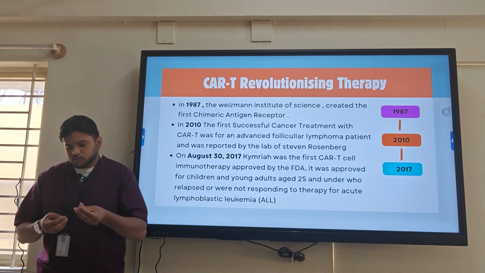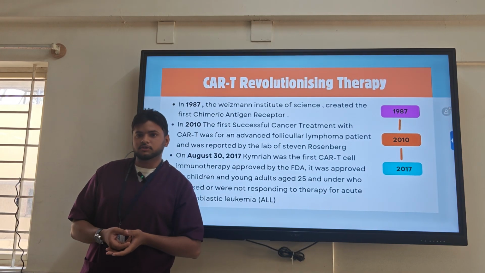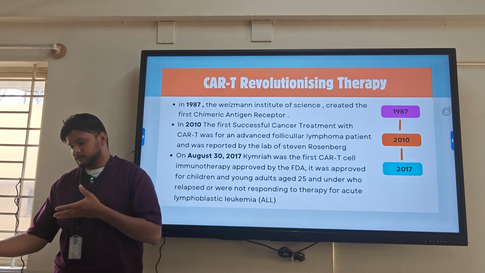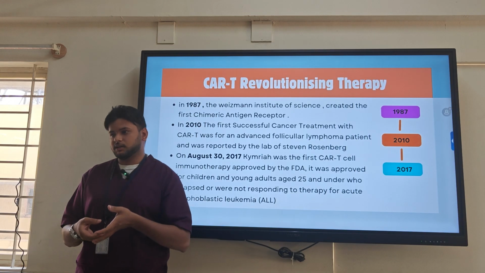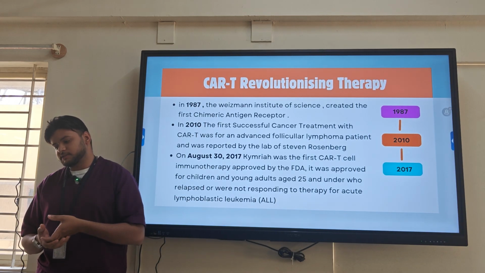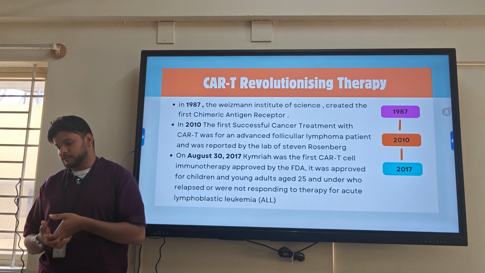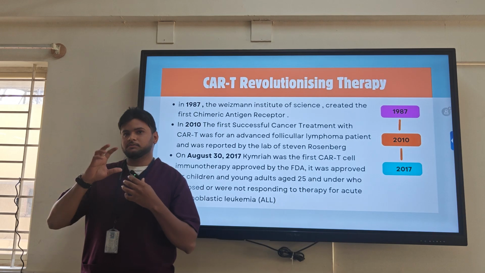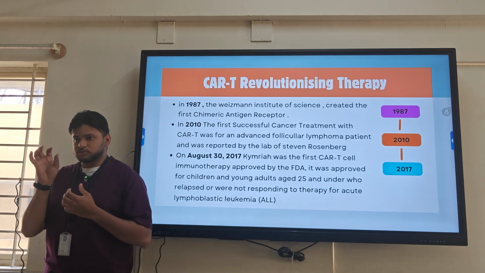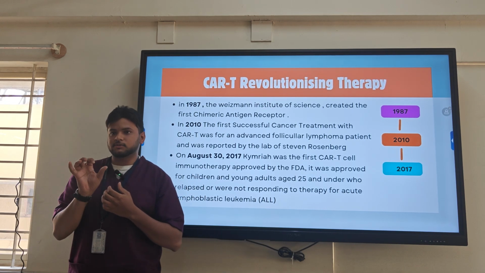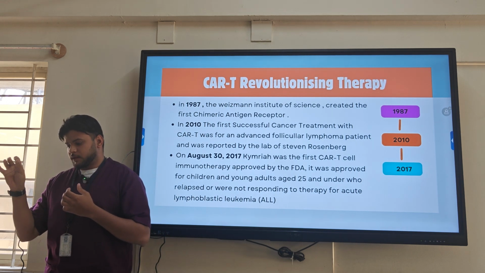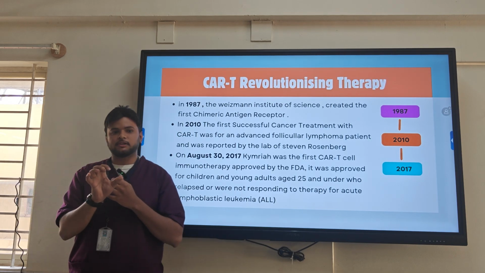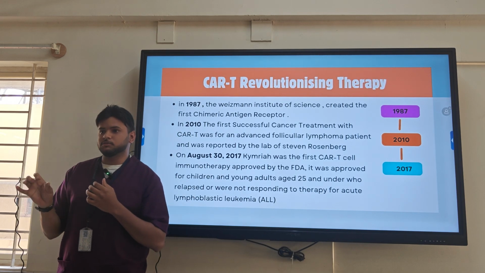Now, how did it start? Every discovery was an accident. Penicillin was an accident, and this discovery was also an accident. It's immuno based. It was first discovered at the Weizmann Institute of Science, which created the first chimeric antigen receptor. The story was big, so I have shortened it. One scientist discovered a chimeric antigen receptor for something else, but it was very useful in killing tumors.